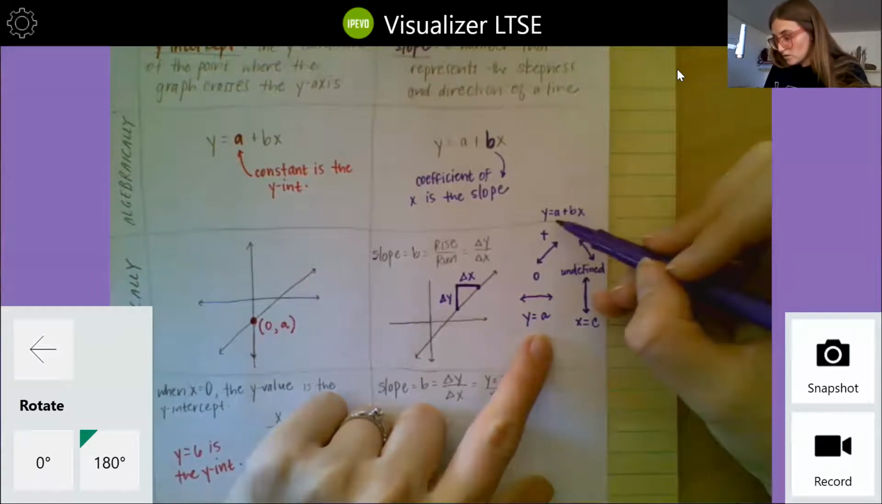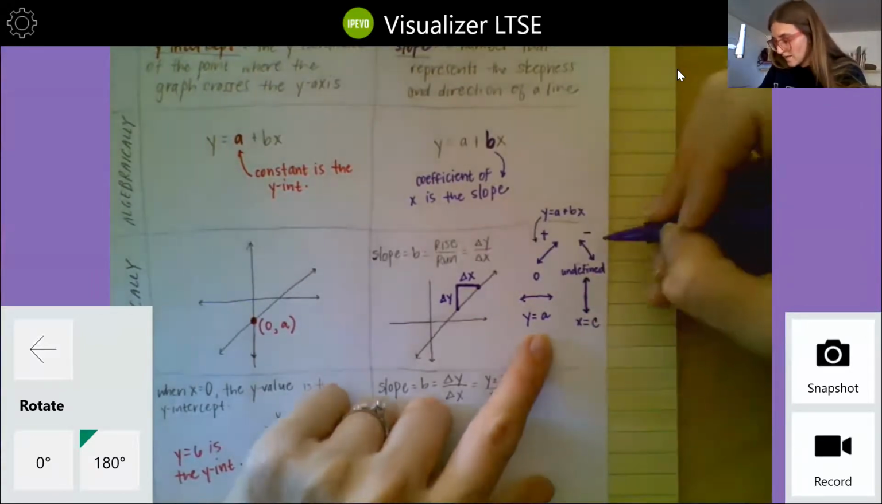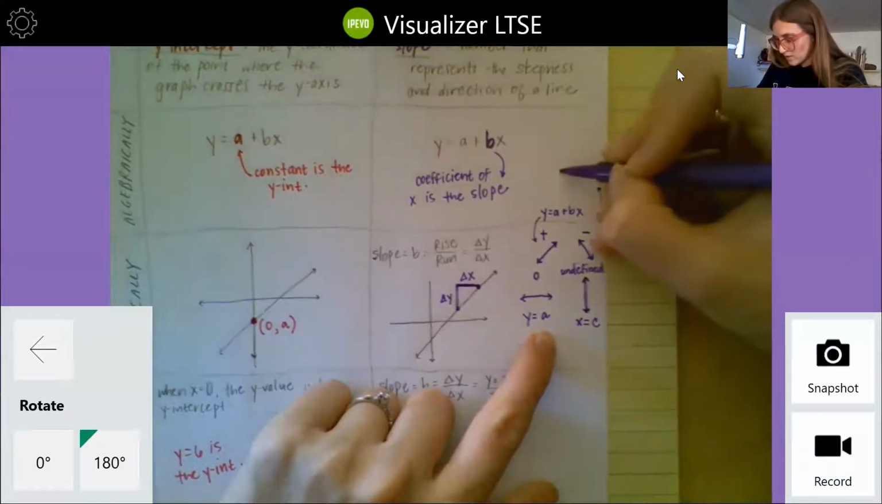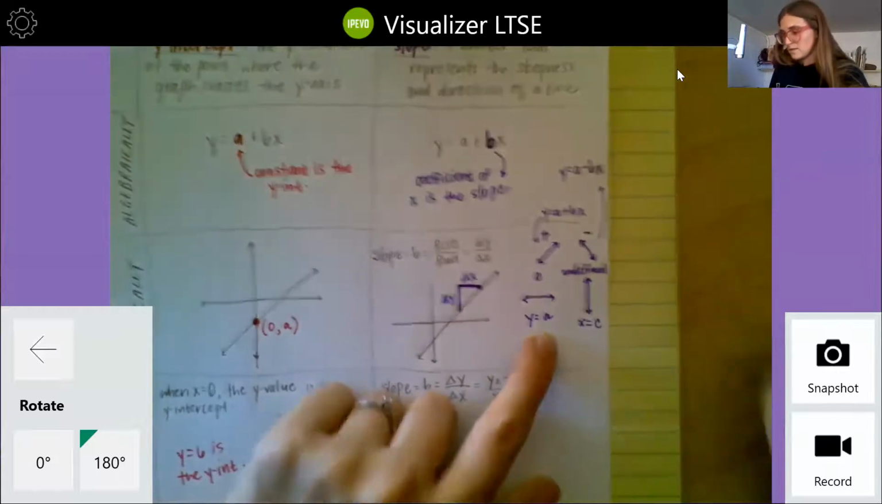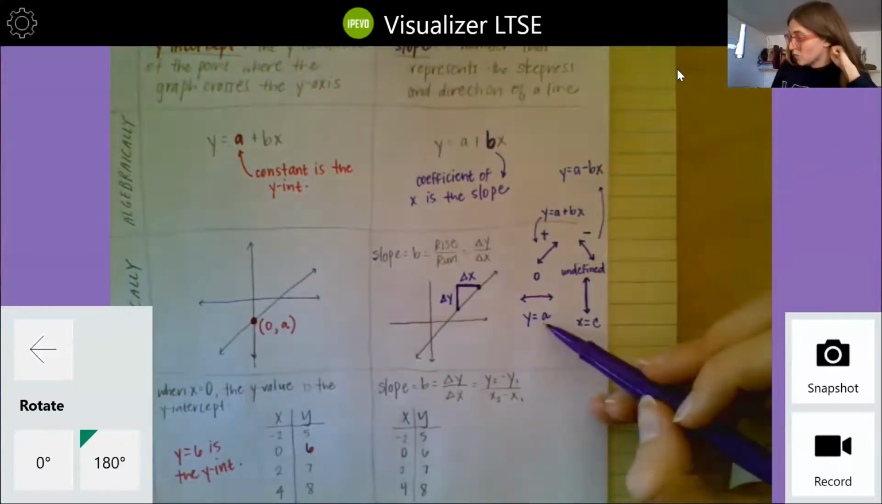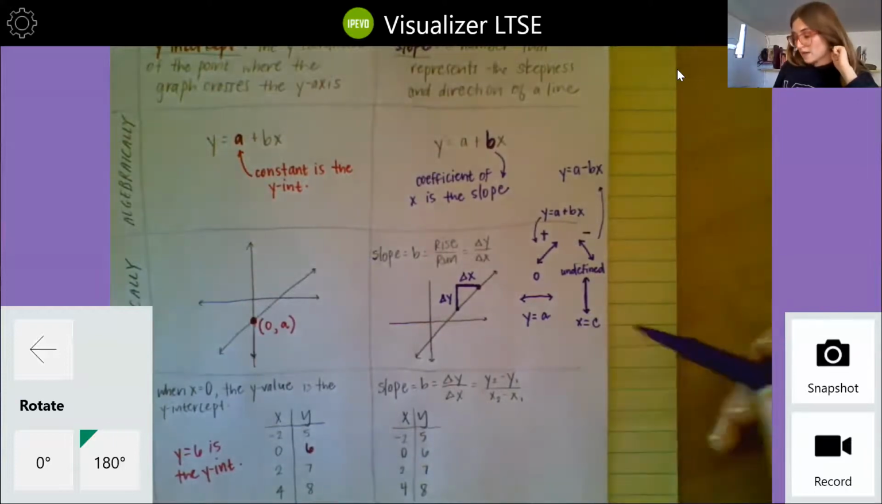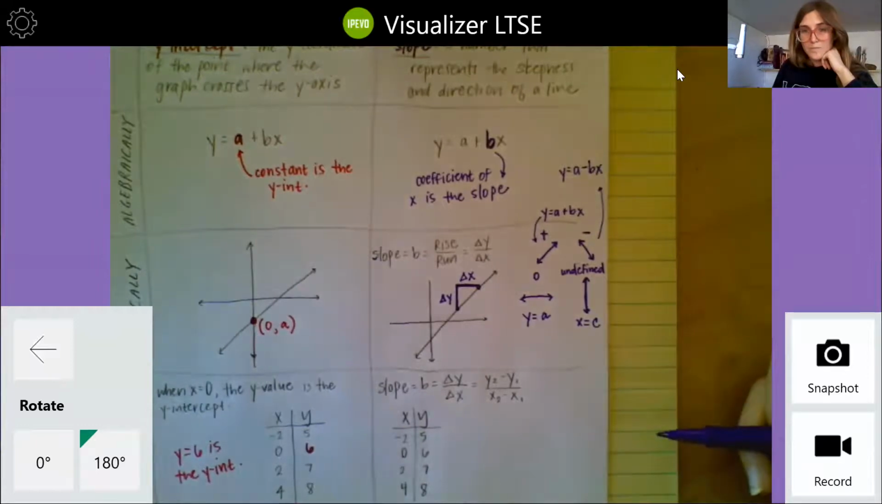Maybe I should write that out. So a positive slope would have an equation that looks like this. And then that negative slope would have an equation that looks like this, y equals a minus bx. And then a zero slope is just y equals a number. And then an undefined slope is x equals a number.